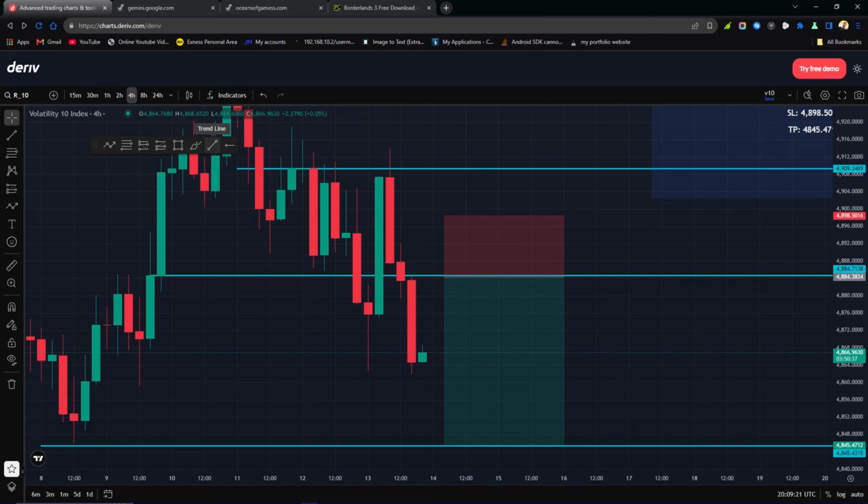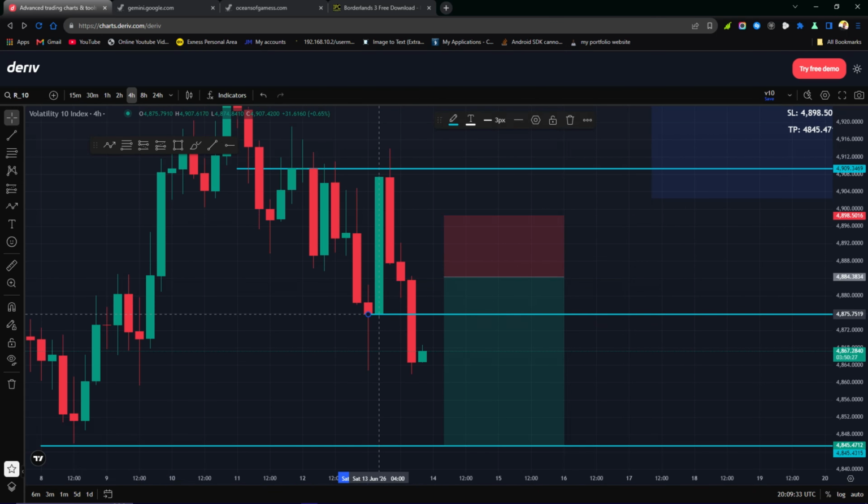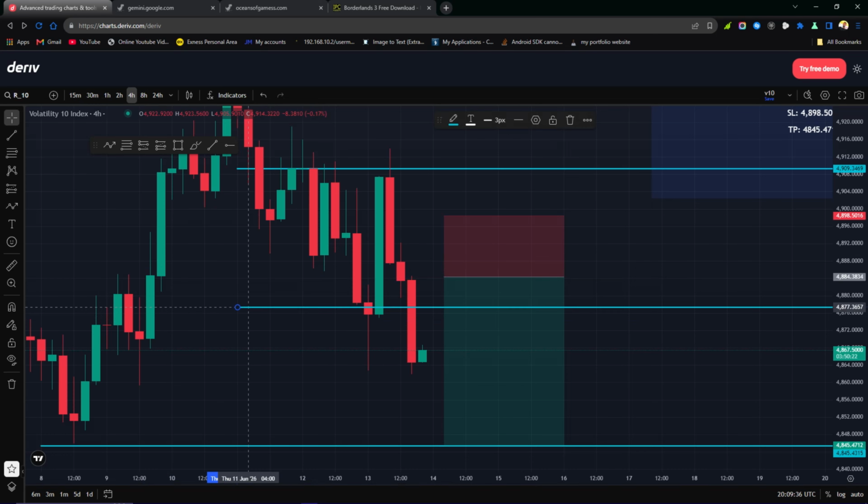So let me mark out the sweep. This is the sweep. This candle swept this candle. It swept this candle right here. Let me mark this out. This is a sweep, right? This is a breakout right here. Criteria 2 has been met.